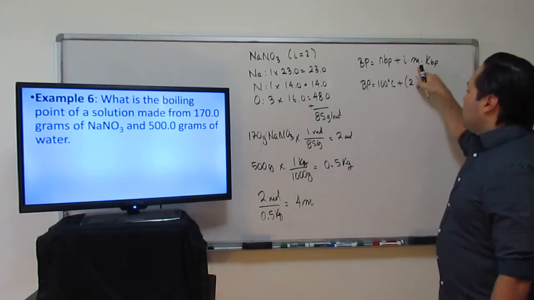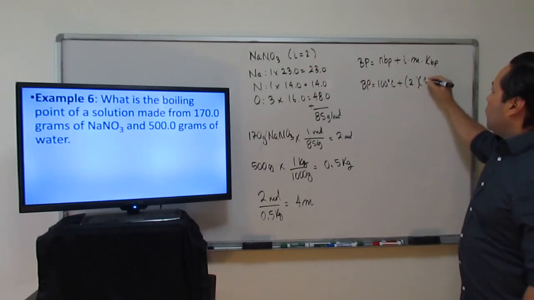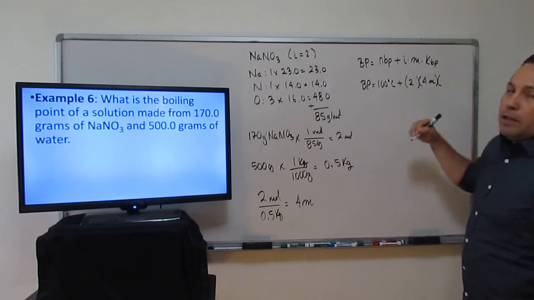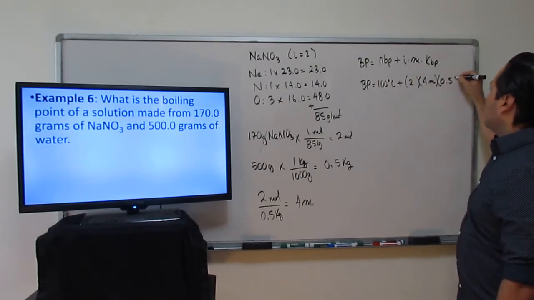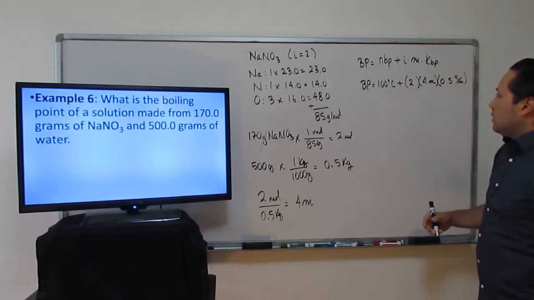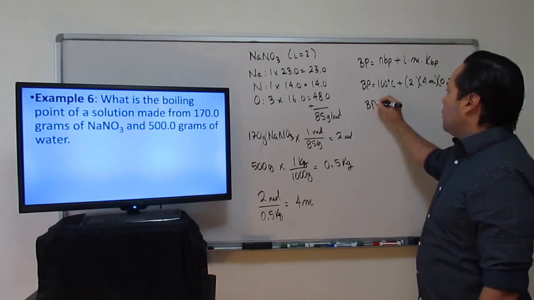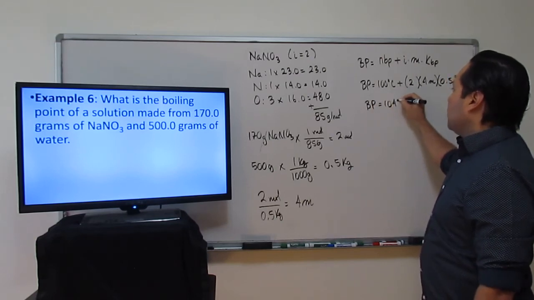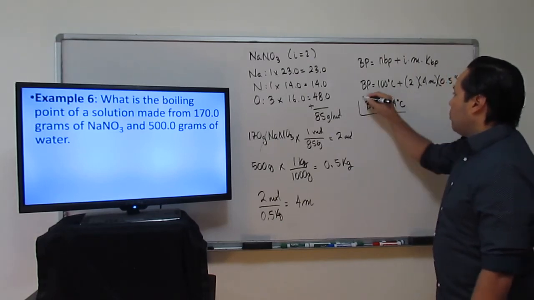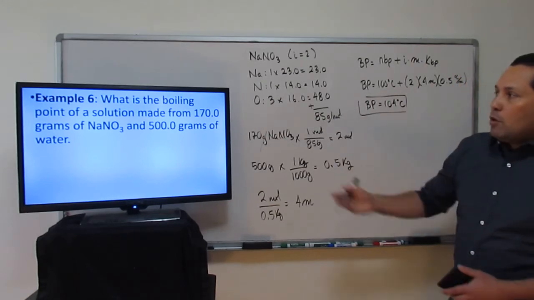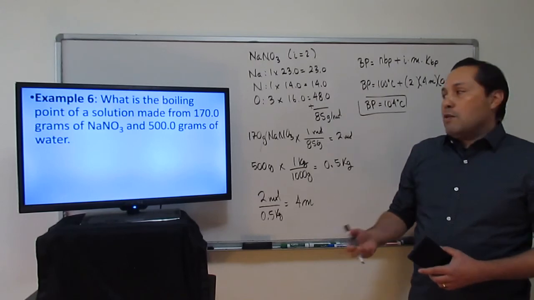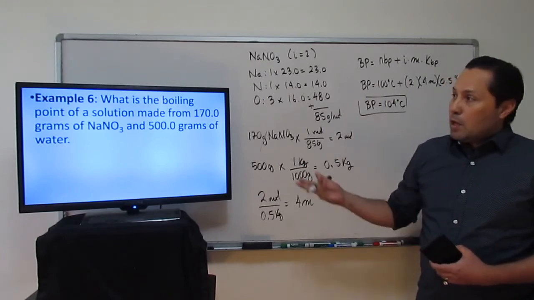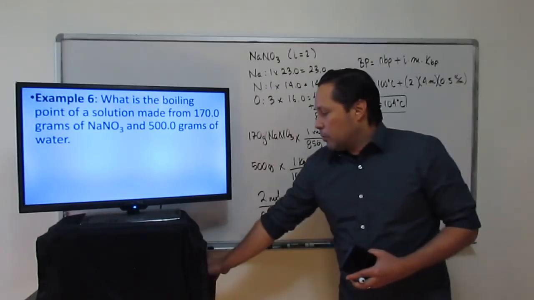Alright, molality we just got, it is 4. And the constant for the boiling point for water, 0.5. We plug all of this into a calculator and it'll give us an answer of 104 degrees Celsius. And that is our boiling point, our elevated boiling point, when you have 170 grams of sodium nitrate in 500 grams of water. Let's take a look at our next example.